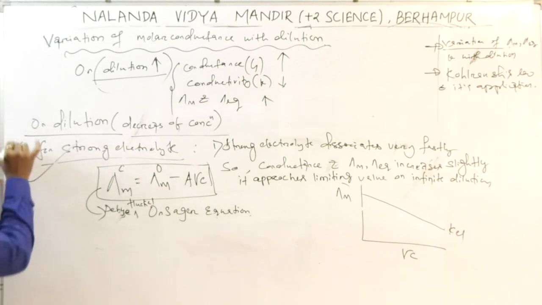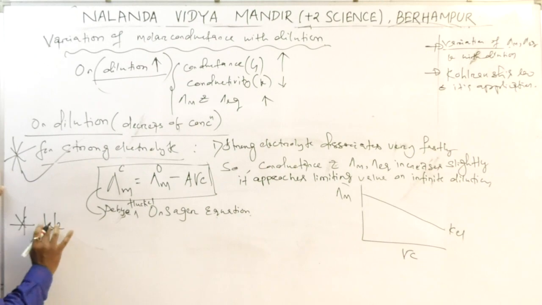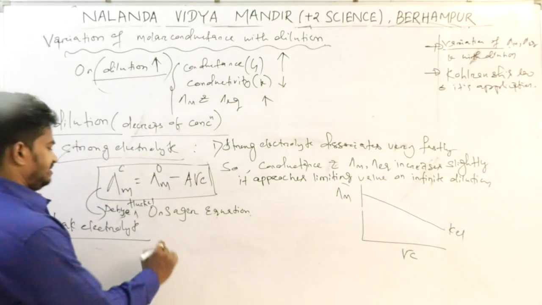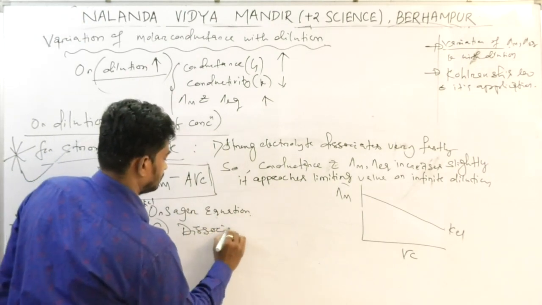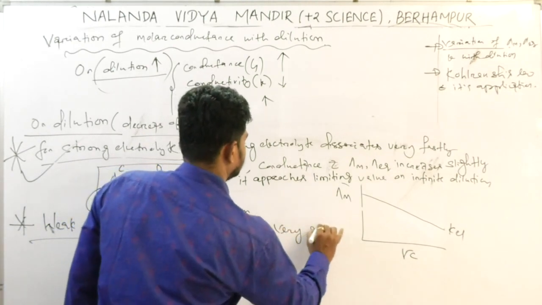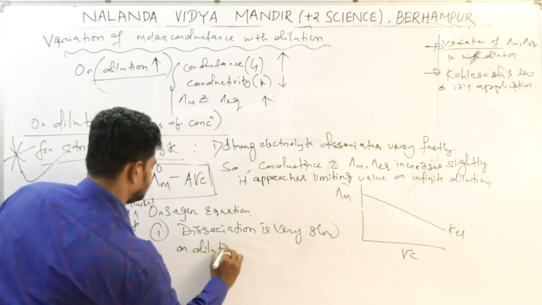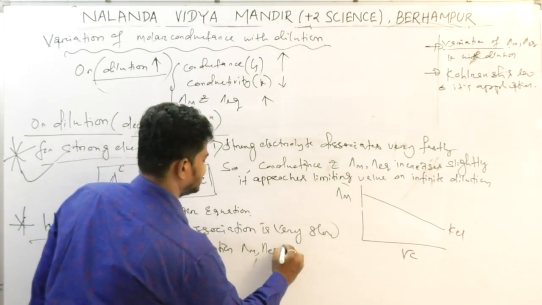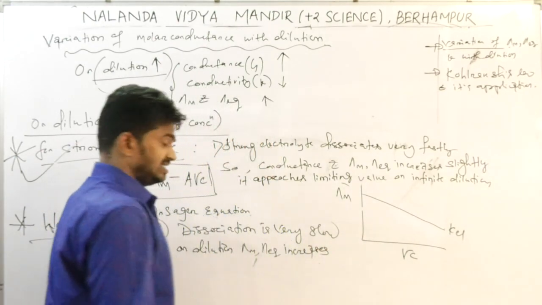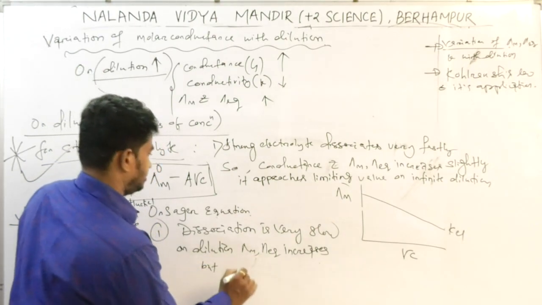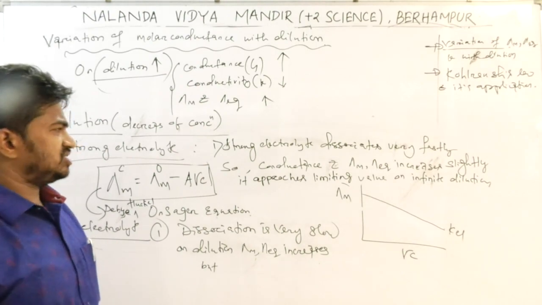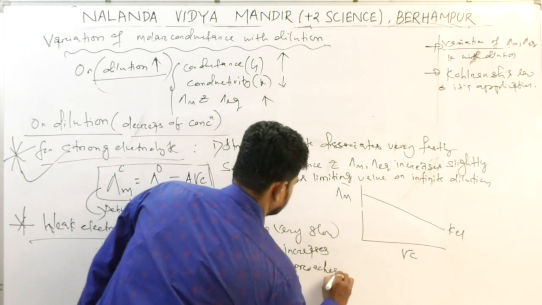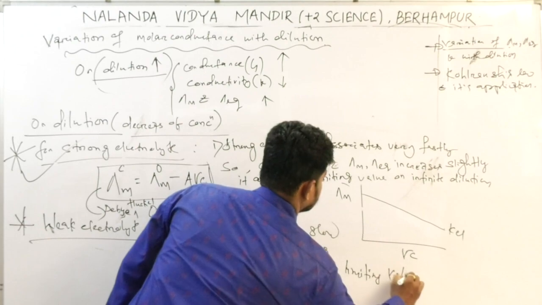But in case of weak electrolyte, dissociation is very slow. On dilution, the conductivity, molar conductivity or equivalent conductivity increases sharply, but it does not approach a limiting value.